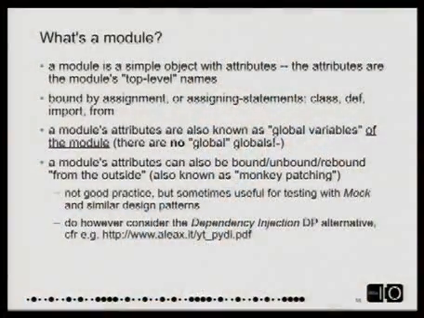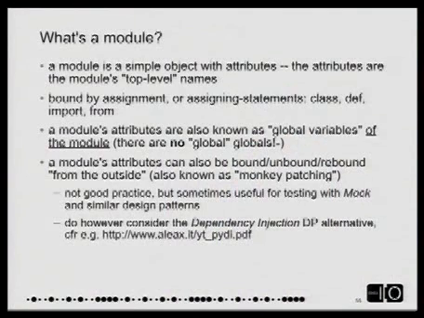You can also bind and unbind module attributes from the outside, a practice known as monkey patching. I would strongly recommend against that in production code, unless you're fixing some bug in a library which you're not allowed to edit. Don't do it. Sometimes it's handy for testing, but there are better ways. Use the dependency injection design pattern. You will do your testing in a much more systematic way. I would strongly recommend avoiding monkey patching.